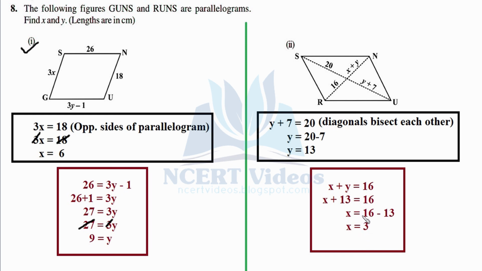So you see how easily we solved it. The only problem here would be that we cannot first try to find the measure of x, because that will be a linear equation in two variables, which we shall learn in subsequent chapters. So in order to find x, we shall first try to find y. Therefore, we see that the second part of this question number 8 was solved using diagonal properties of a parallelogram, whereas the first part was solved by side properties of a parallelogram. With this, question number 8 of chapter 3, exercise 3.3, Understanding Quadrilaterals, has been solved.